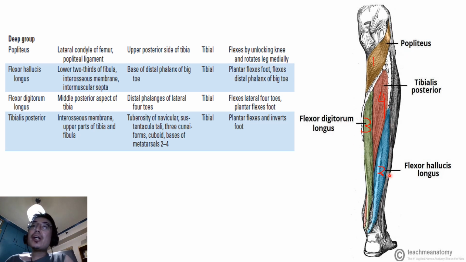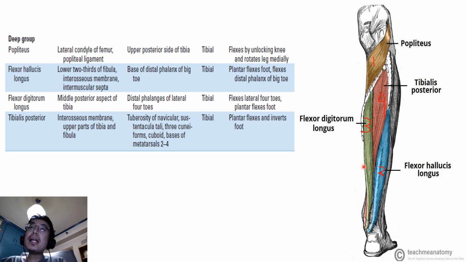Moving down further, shaded in blue is the flexor hallucis longus. The flexor hallucis longus originates from the lower two-thirds of the fibula, the interosseous membrane, and the intermuscular septa, and it inserts into the base of the distal phalanx of the big toe. It's innervated again by the tibial nerve, and the function is to plantar flex the foot and to flex the distal phalanx of the big toe. We remember that hallucis longus refers to the big toe.